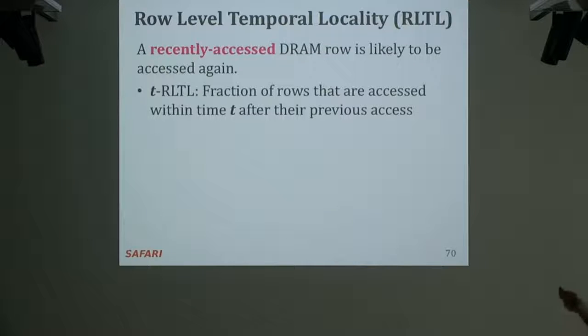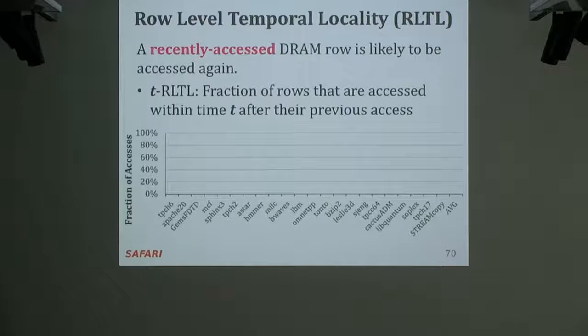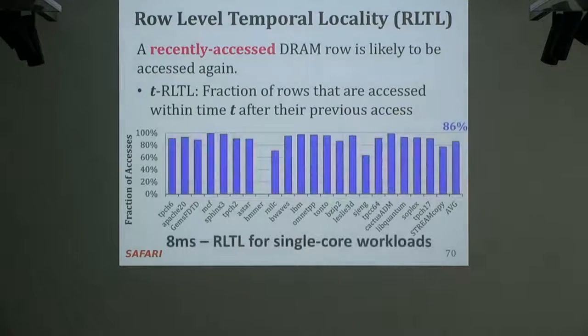We actually do a lot of analysis in this work that analyzes the fraction of rows that are accessed within time t after their previous access. And we look at different values of t. And these are single-threaded workloads in this case. You can see that if t is 8 milliseconds, 86% of the rows are accessed within 8 milliseconds after their previous access. So it's a very high fraction.